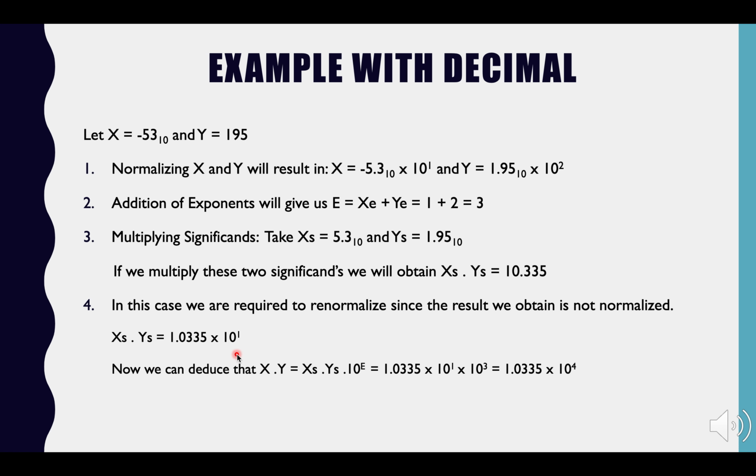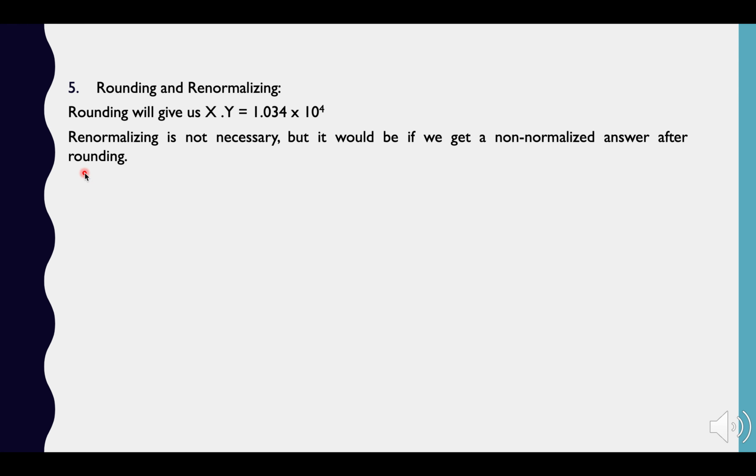So now we can deduce that x times y is equal to x_s times y_s times 10 to the power of the exponent, which is equal to 1.0335 times 10 to the power 4. Now, we must round, then renormalize our answer from earlier. Rounding will give us x times y equal to 1.034 times 10 to the power 4. In this case, renormalizing is not necessary since the answer that we obtained after rounding is still normalized.